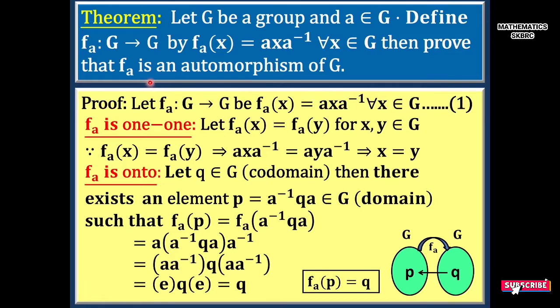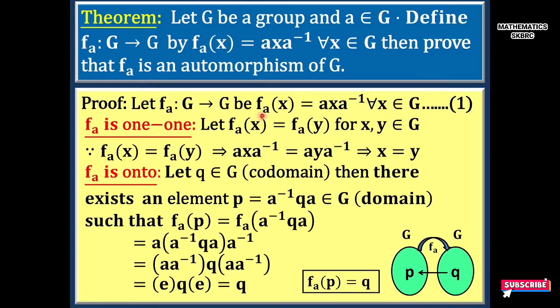Now we prove that f_a is an automorphism of G. First we prove that f_a is one-one. Let f_a(x) = f_a(y) for x, y belonging to G. Since x and y are two elements in G and a is an element in G, a inverse is also an element in G. Since G is a group, by inverse property, a inverse a = a a inverse = e. Since f_a(x) = f_a(y), that gives a x a inverse = a y a inverse using (1).